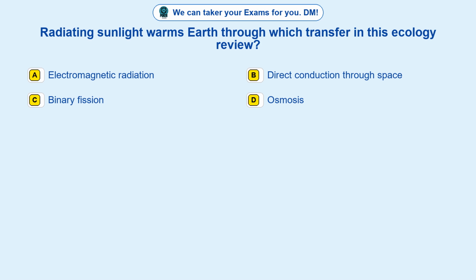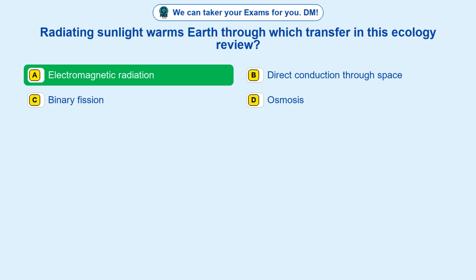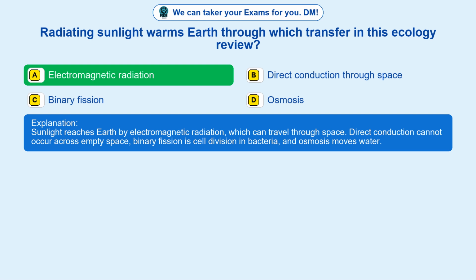Question 77. Radiating sunlight warms Earth through which transfer in this ecology review? Option A, electromagnetic radiation. Option B, direct conduction through space. Option C, binary fission. Option D, osmosis. The correct answer is option A, electromagnetic radiation. Sunlight reaches Earth by electromagnetic radiation, which can travel through space. Direct conduction cannot occur across empty space, binary fission is cell division in bacteria, and osmosis moves water.